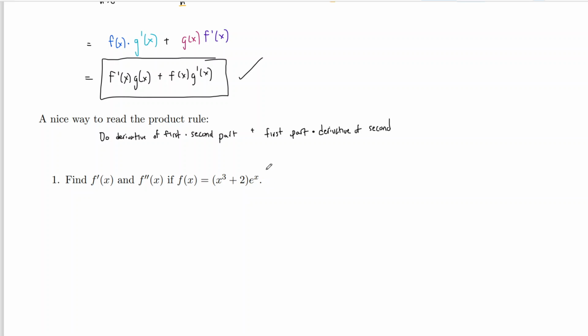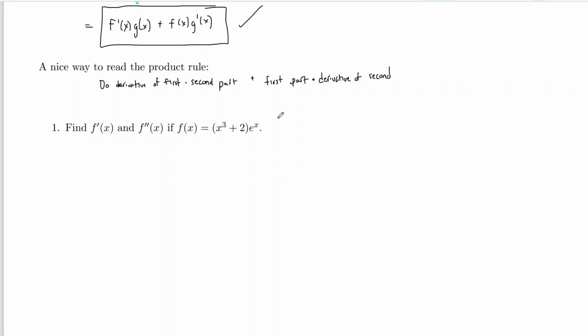And this first example is pretty much an iconic type of example of the product rule because it is an example that you cannot distribute to get rid of multiplication. What I mean by that is for f of x equals x cubed plus 2 times e to the x, if you distribute it, you still have an e to the x times x cubed, so you're still going to have to use the product rule. There's no way to get around using the product rule for this one.